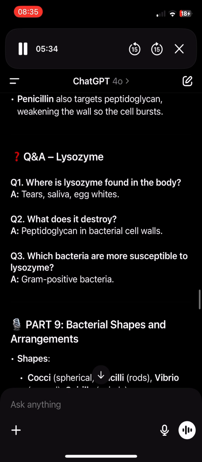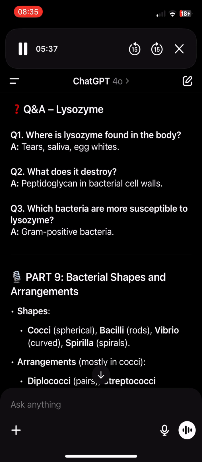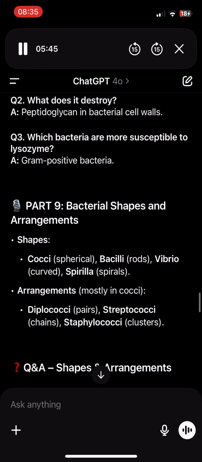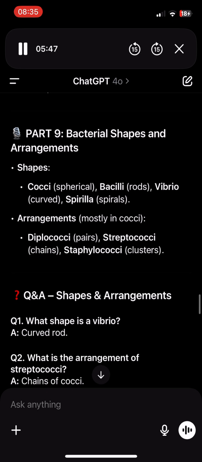Q&A, lysozyme. Q1. Where is lysozyme found in the body? A. Tears, saliva, egg whites. Q2. What does it destroy? Peptidoglycan in bacterial cell walls. Q3. Which bacteria are more susceptible to lysozyme? A. Gram-positive bacteria.